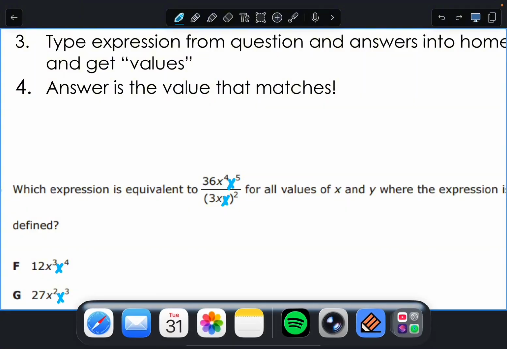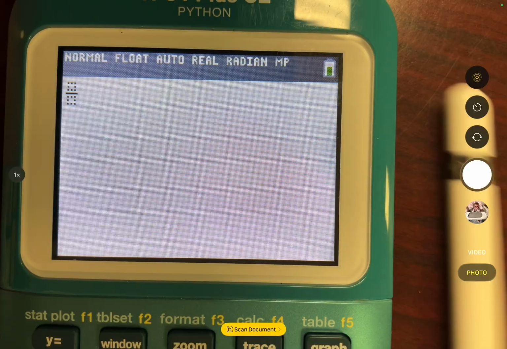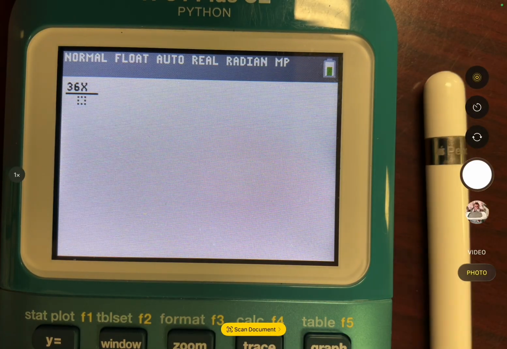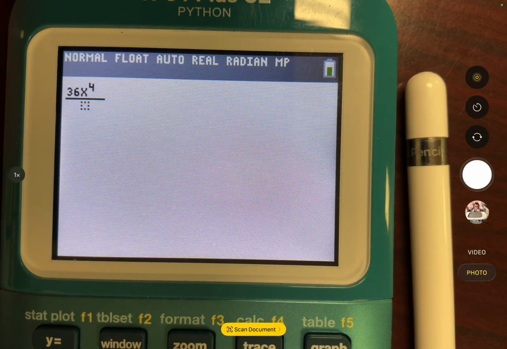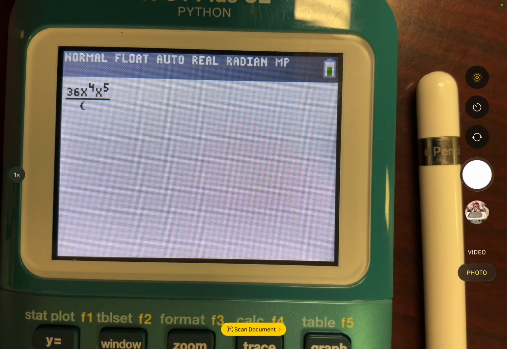So, fraction 36, x to the power of 4, x to the power of 5, parentheses, 3x, x squared.